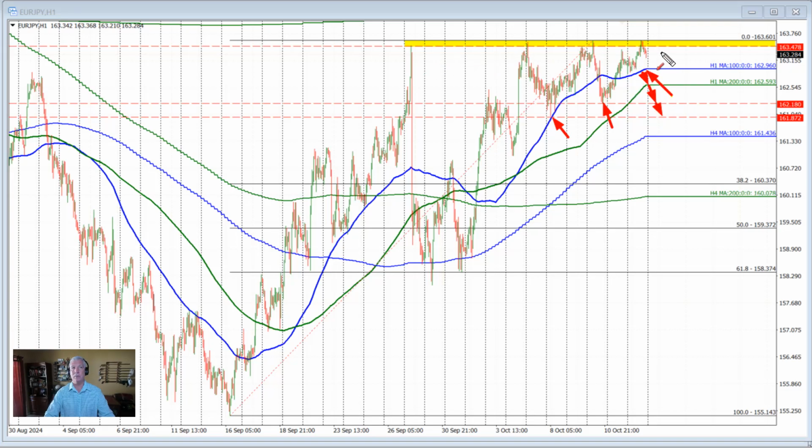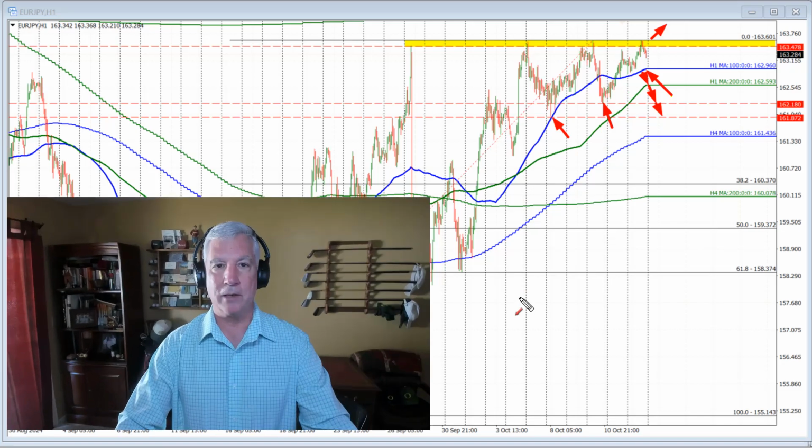Conversely, if we do move above the ceiling, then all bets are off. Look for further momentum in the upward direction. That's my technical look at the Euro versus Yen.